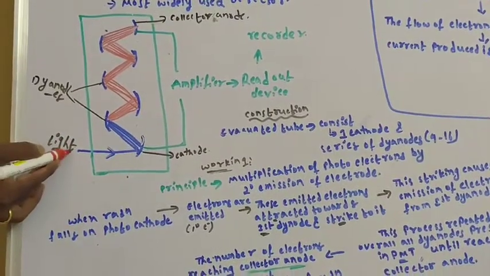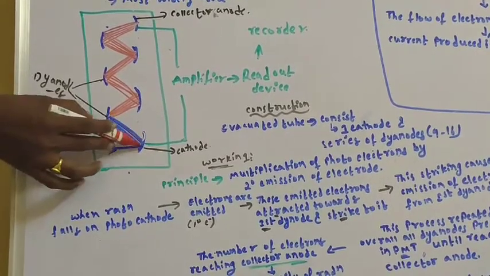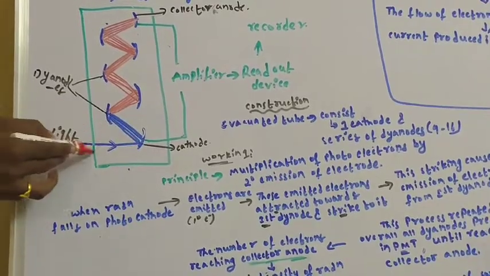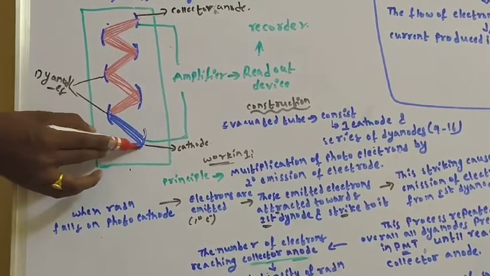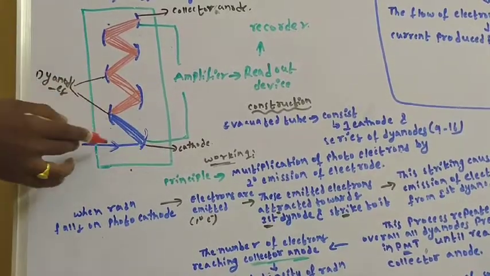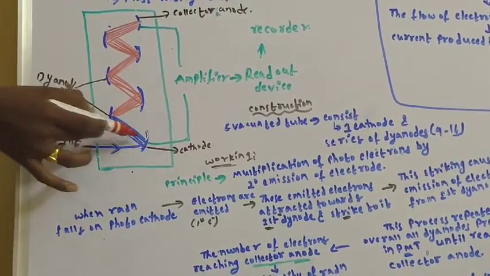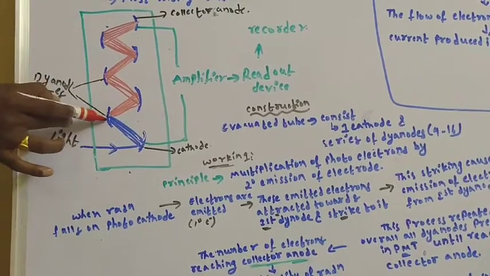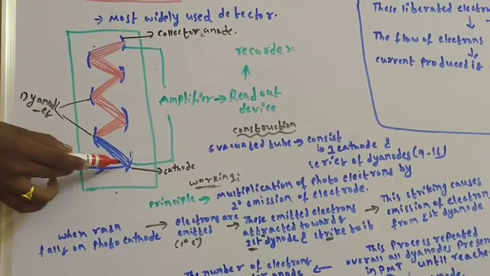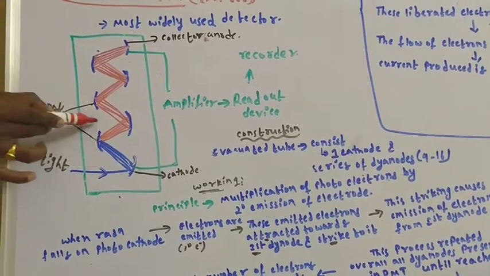Now the working principle. Whenever the transmitted radiation coming from the sample falls onto the cathode of the photomultiplier tube, the electrons from the cathode will be generated. The generated electrons will move towards the first dynode. This is the first dynode, this is the second, third, fourth, arranged in a pattern like this. The electrons from the cathode will be attracted towards the first dynode.